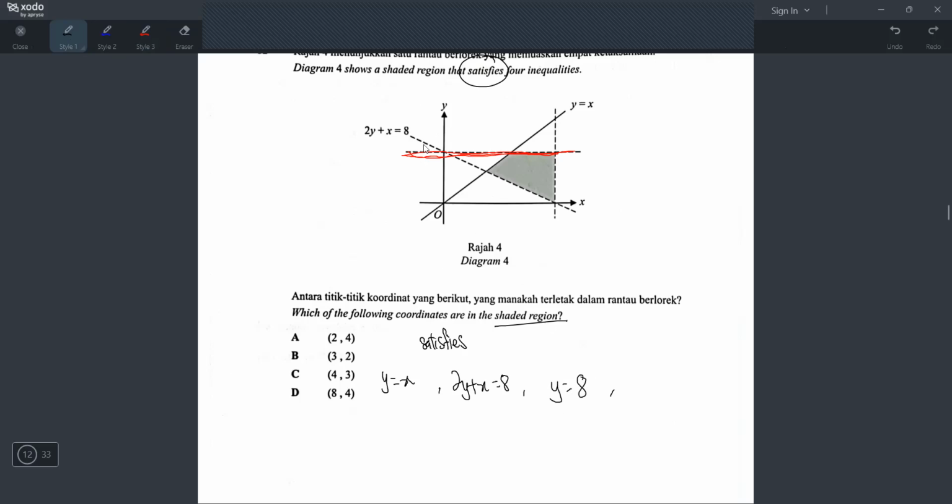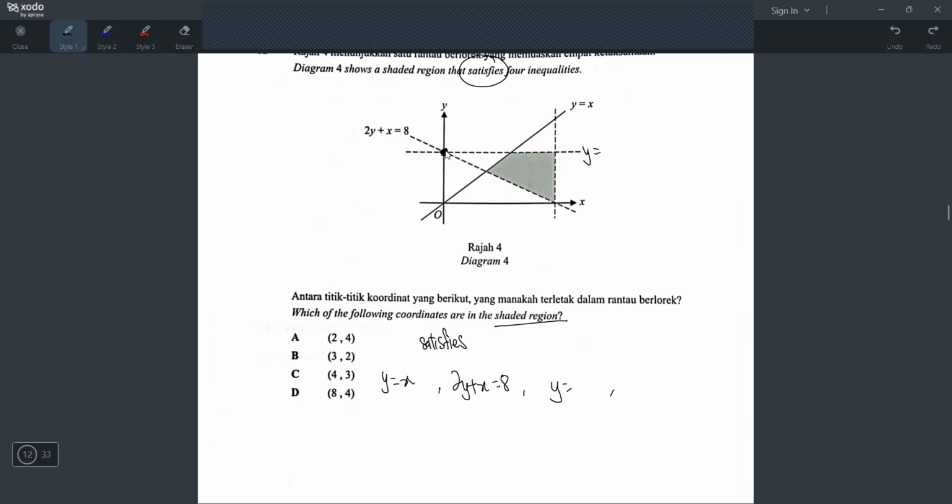Let me explain. Because if you look carefully, this line, this red color line, it's a zero-gradient line. It's like a horizontal line. So if it's a horizontal line, the equation will not be y equals mx plus c. If it's a zero-gradient line like this, horizontal, the equation will just be y equals a number. And the number depends on where it cuts the y-axis. So it cuts the y-axis here, it means this is the number that you will write here for the equation.